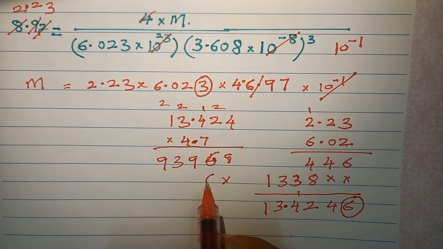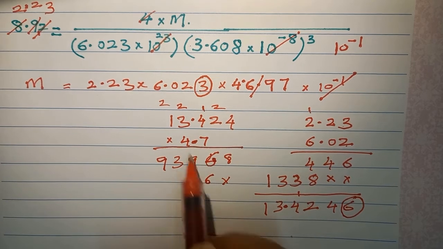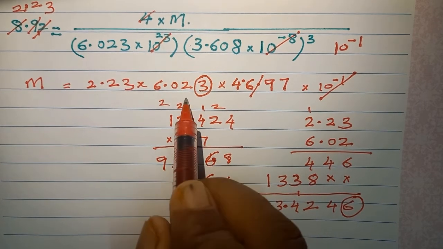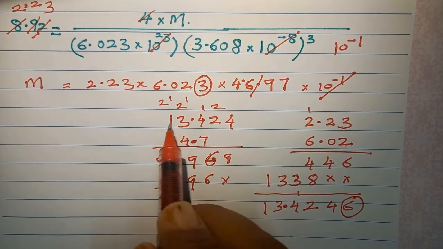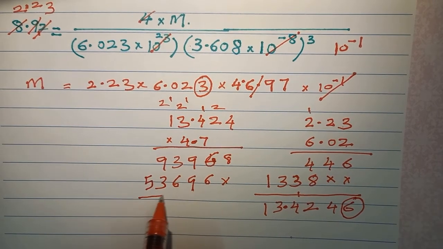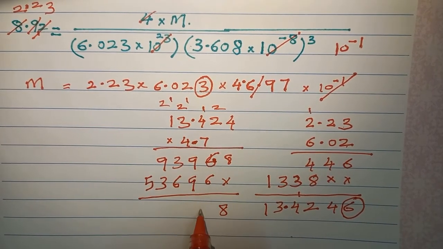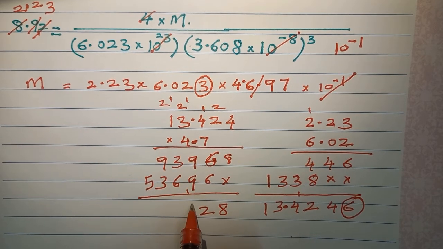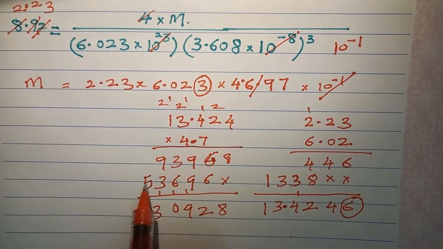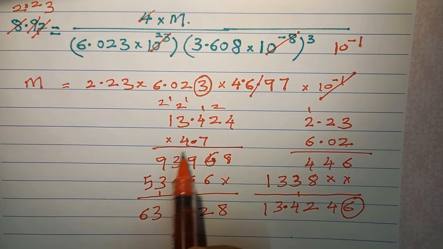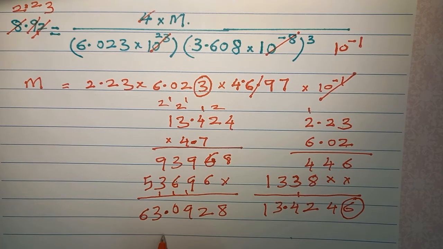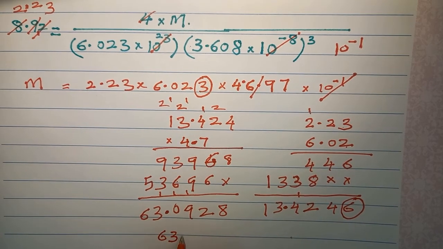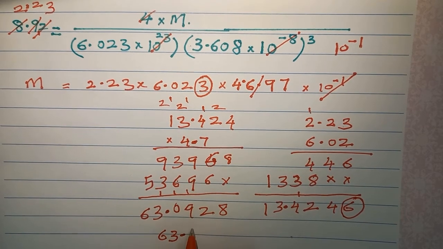Now 4 into 4 is 16. 4 into 2 is 8, 9. 4 into 4 is 16, 1. 4 into 3 is 12 plus 1 is 13. 4 plus 1 is 5. Now you can write 8. 6 plus 6 is 12. 9 plus 9 is 18, 19. 6, 3, 10, 9. 6, 3. Now we can point 3 plus 1 is 4 point. This is our nearest value of 63.1.